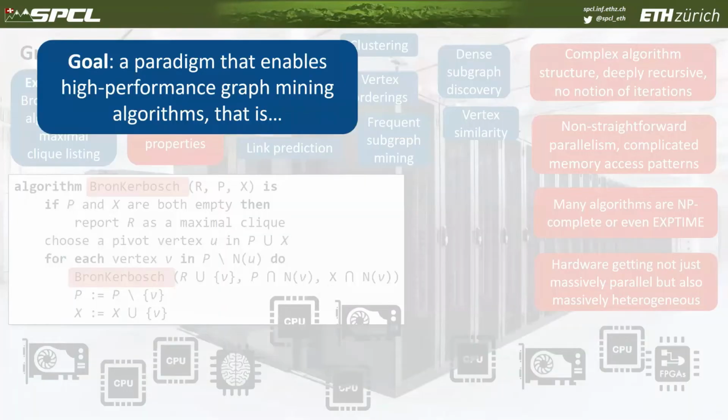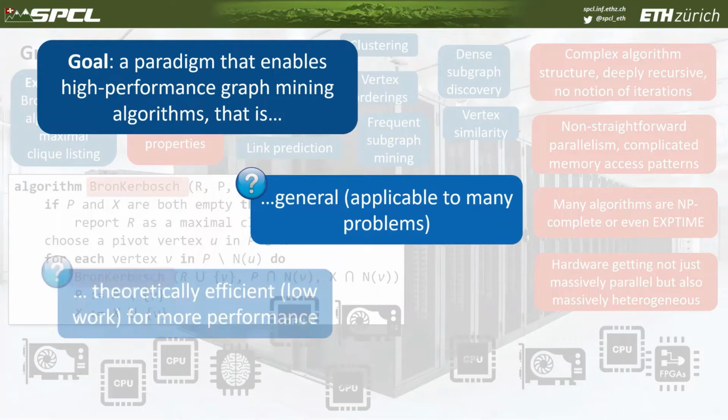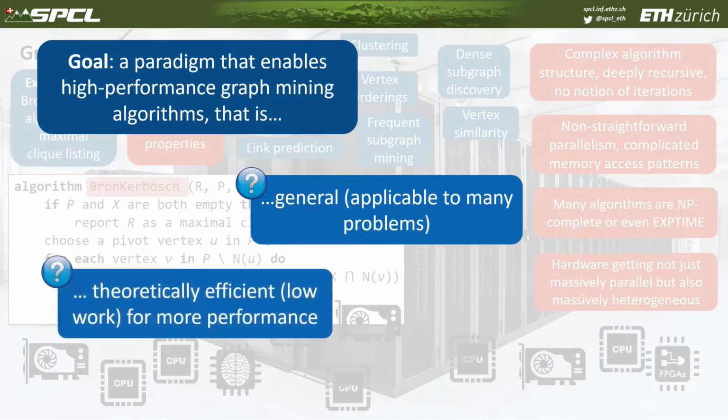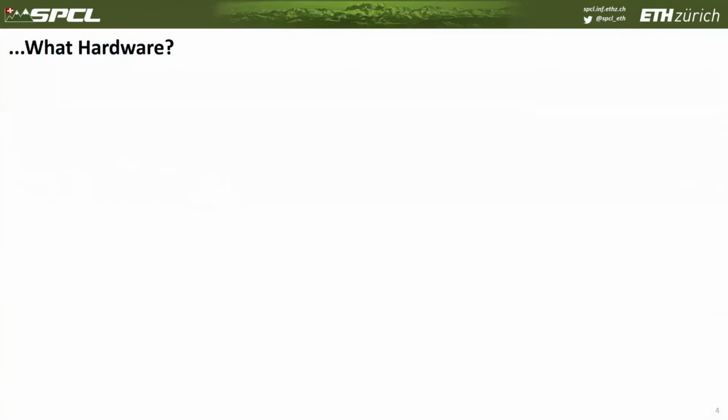So what we really want is a paradigm that will enable high-performance graph mining algorithms that is, on one hand, general. So we want this paradigm to be applicable to many problems. We also want to have some theoretical guarantees on low work, and guarantees also on the resulting performance of these algorithms. At the same time, we also want it to be able to easily harness the power of this diverse hardware. Before we proceed, let's take a look at what hardware we mean exactly.